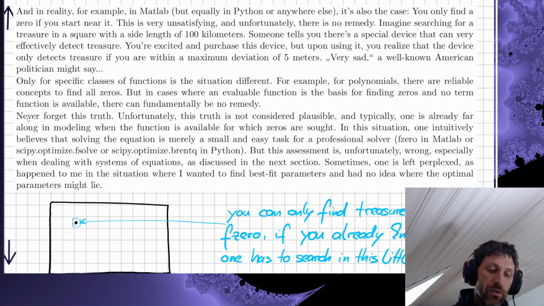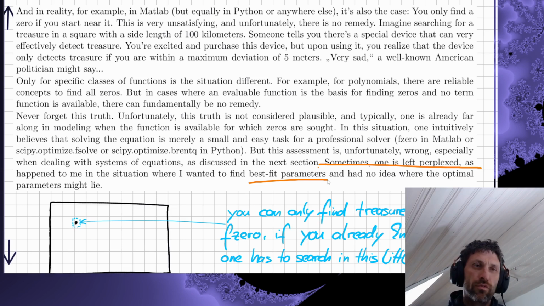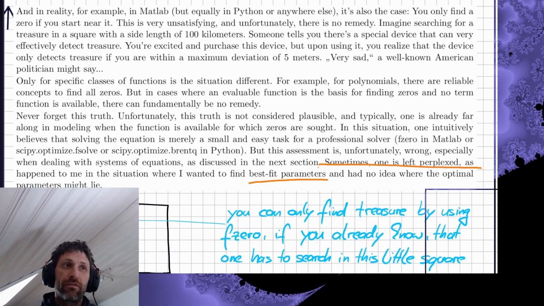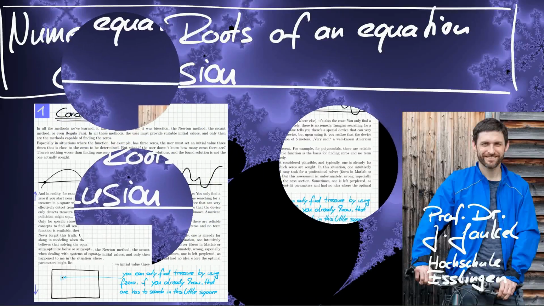For me, this also happened. Sometimes I was perplexed. I had the situation that I wanted to find best fit parameters. Some of you know what I mean, some of you don't. It doesn't matter. Then you have an equation, you take the derivative, and then you have to find a solution of the system of equations we see in the next chapter. I assumed, okay, having done all that, now MATLAB will find the solution, but it did not. This is unsatisfying and very surprising. Please never forget that truth.